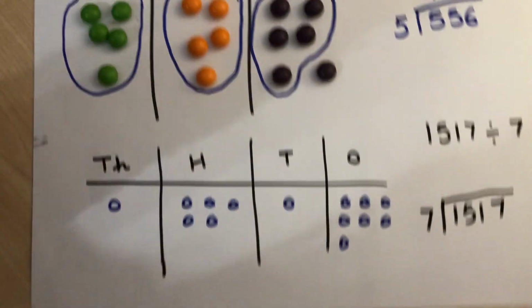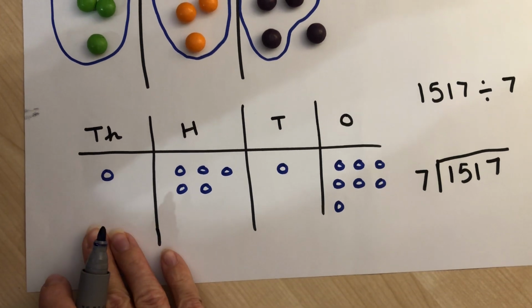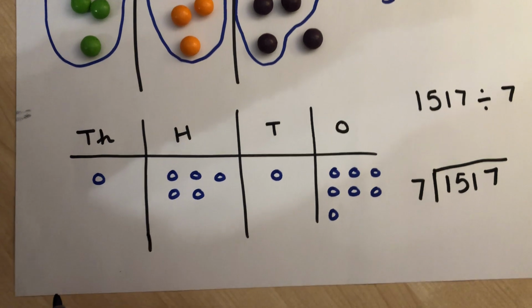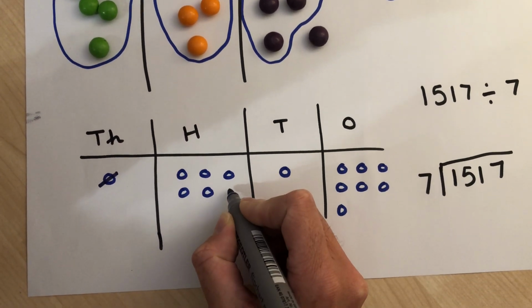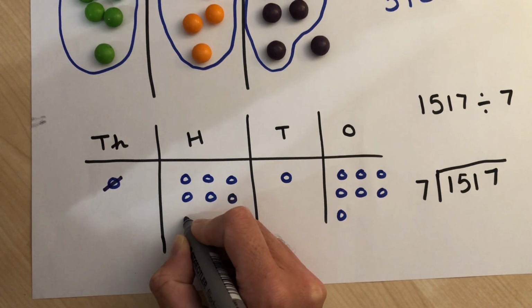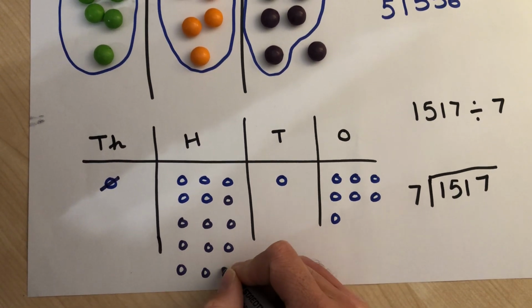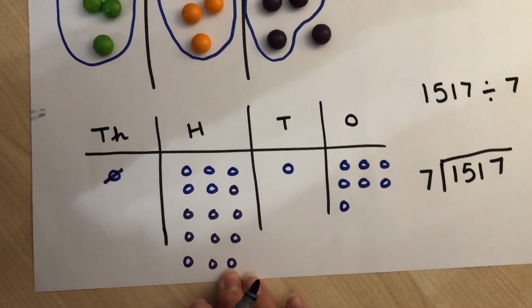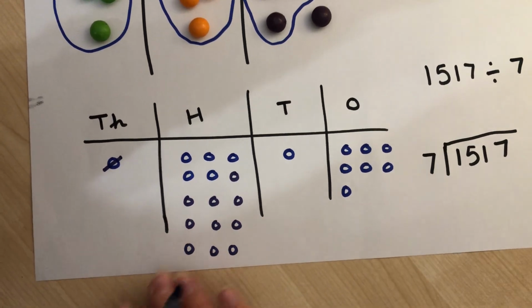So I do the same thing as I did with the skittles. I'm just going to draw around them. Now what you'll be able to see straight away is that I've only got 1 here, so I cannot make any groups of 7. So what I have to do is cross that one off and draw 10 more in the hundreds column. 2, 3, 4, 5, 6, 7, 8, 9, 10. The reason for this is obviously 1,000 is the same as 10 hundreds. So the children need to be confident with that.